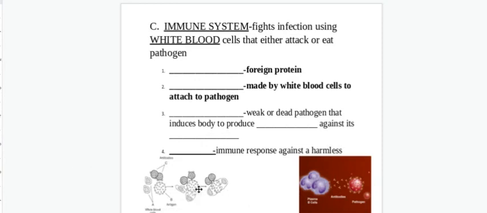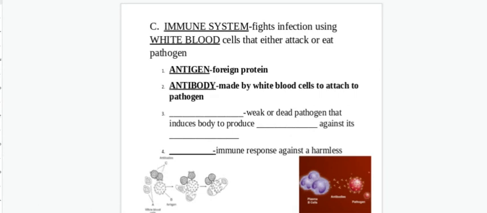And then boom, it sees something, a protein, these little spikes on the outside here that it's never seen before, and it attacks. The foreign protein, the thing on the virus, is called an antigen. The weapon that the white blood cells make that attach are called antibodies. You have to know the difference between those.